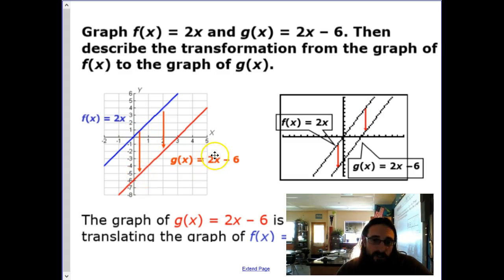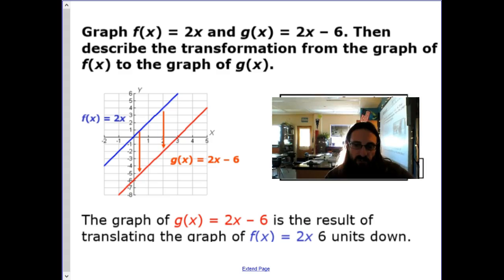And another way to do this is to make a table. You have an x and y table, right? Plug in a value of 0. Plug in 0 here. 0 times 2 is 0. Plug in that same value here. You get 0, and then subtract 6. This point gets shifted down 6 units. So let's describe the transformation. Well, that's simply a translation down 6 units. And that's what it says right there. This is shifted down 6 units.